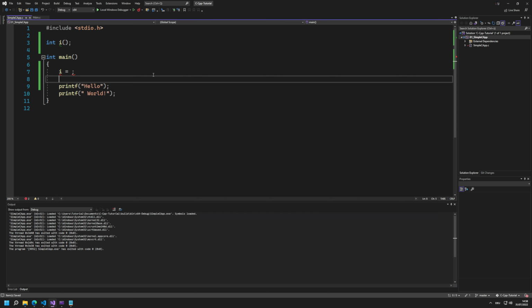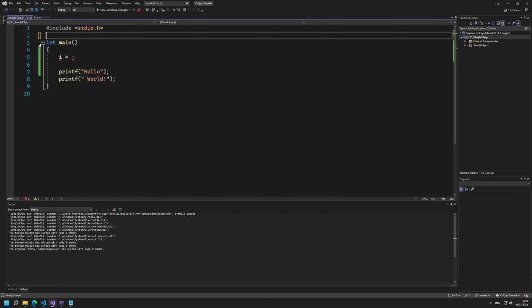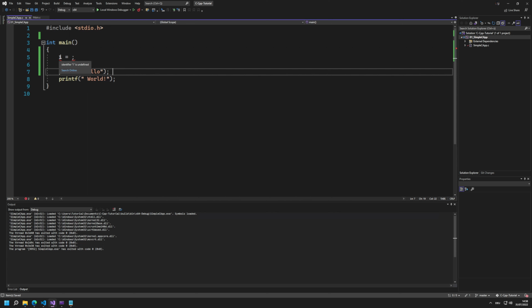But you can see from the color highlighting that I is now recognized. If I hover over this, we can search this. If I remove this again and hover over it, it just says identifier I is undefined. And that's, by the way, the nice thing about an IDE. It tells you the errors before you compile the application. So as you can see, it says undefined identifier because the compiler is not aware what I is.